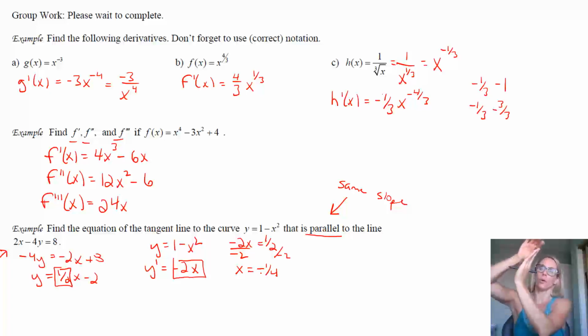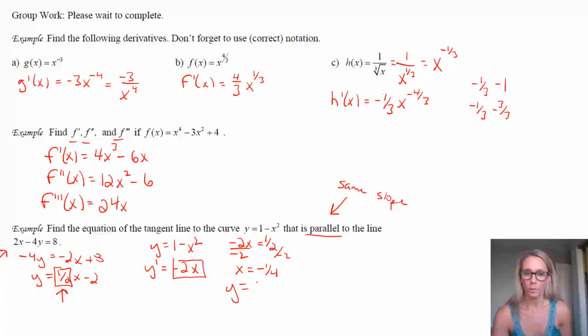But we need to find the equation of this tangent line. That's what we're trying to find out. So we know we need slope and a point. We have the slope. It's 1/2. So we're set there. But we need our point, and right now we only have half of it. So now we need to find y. And so we just put that back into our curve: 1 minus negative 1/4 squared. And so that's going to give us 1 minus 1/16 or 15/16. I didn't say everything was pretty in calculus.